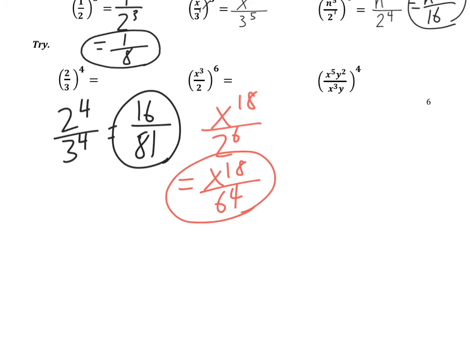Here are the first 2 answers. I didn't work out the last one yet because I'm going to work that one out in live time. But the first 2 try problems should be 16 over 81 if you simplify it, and the second one should be x to the 18th power over 2 to the 6th power, which is 64.